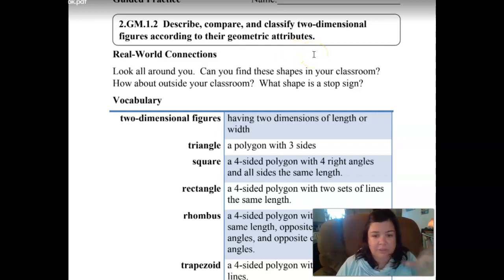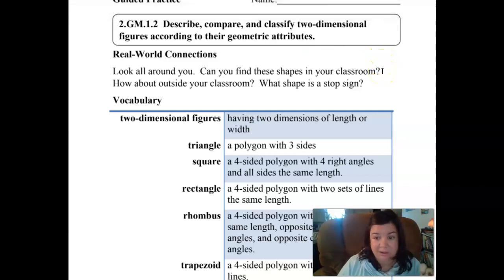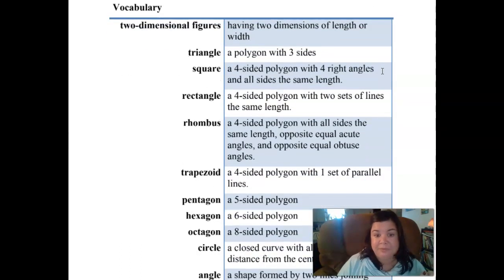So look all around you. See if you can find these shapes at home or outside. The stop sign, we said the stop sign kind of looked like a hexagon last time. It's really an octagon. We'll talk about that in a little bit. But look around and see if you can find these shapes as we go through them, okay?